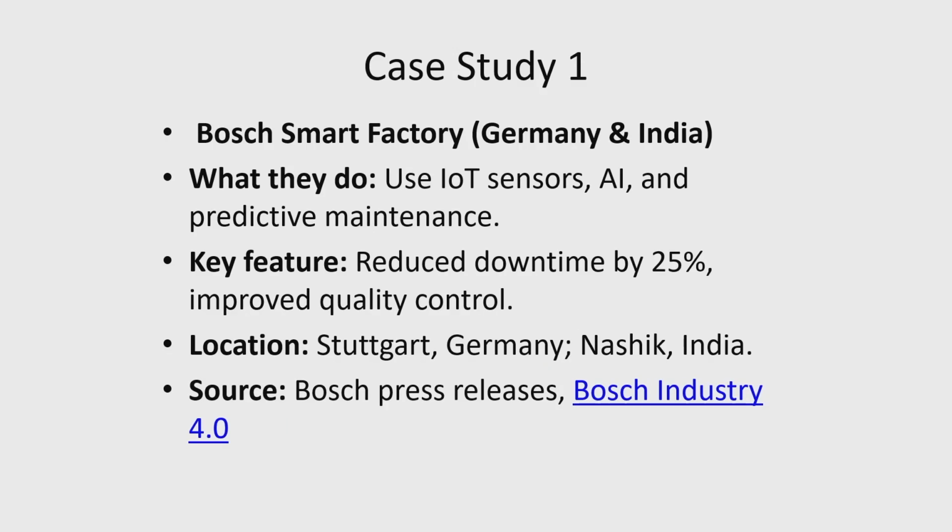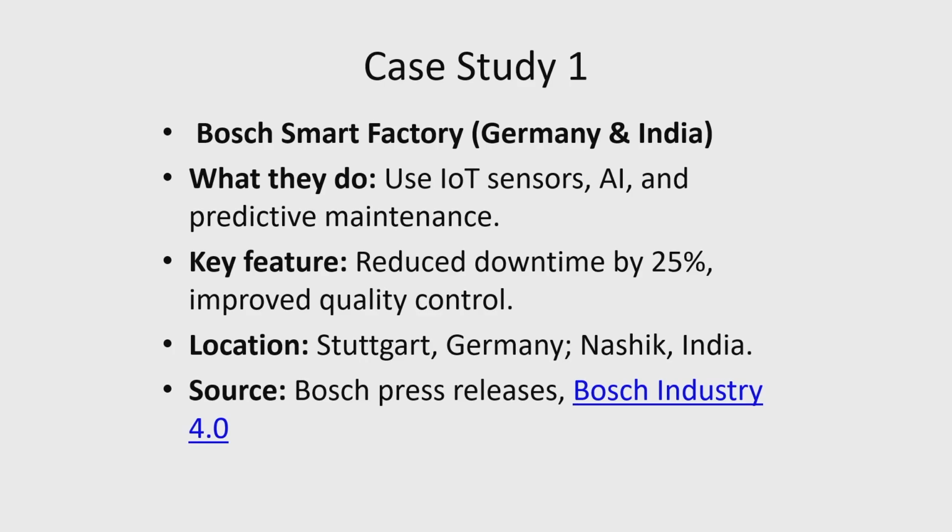So we can discuss that various factories have used these, and we can see a lot of case studies in business magazines and on the internet. I encourage you to see that, but here I am just giving you a very brief summary. You can go to the company's website or search on Google, and you can get much information. Like Bosch Smart Factory, Germany and India: they use IoT sensors, AI and predictive maintenance, and because of these, particularly predictive maintenance, they reduce downtime by 25%.